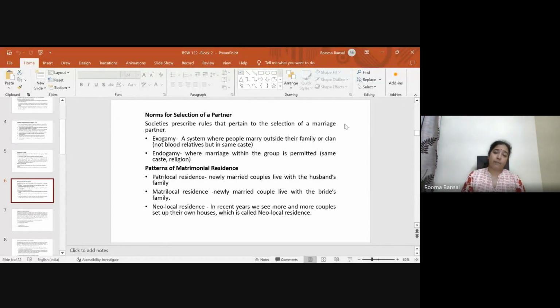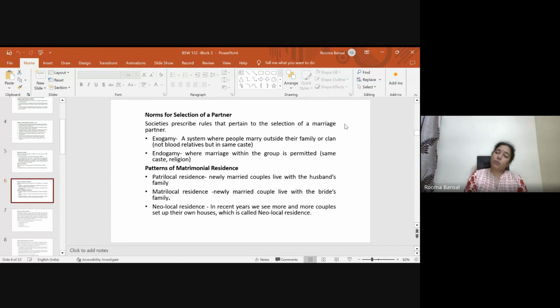Here we can take the example of any person who is staying away from his family for employment. Suppose there is a Delhi boy. In Delhi, there is a family. They have a son who is working in the IT sector and posted in Bangalore. Now, if he gets married, then after marriage, he will go to Bangalore and stay with his wife. So they are not staying with the boy's family, they are not staying with the girl's family, they are staying alone. They are setting up their own house. So their Bangalore house will be known as neo-local residence.